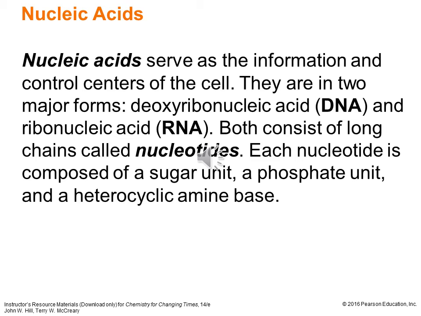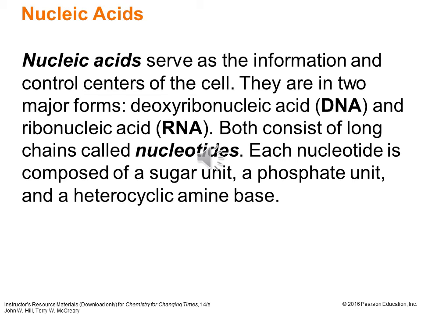Okay, so far we've discussed the carbohydrates, lipids, proteins and protein-based enzymes, and now the last of the major four macromolecules are the nucleic acids. And nucleic acids are not typically used for energy production or any of the things that we saw the other macromolecules being used for. These serve as the information and control centers of the cell. And we typically have the two major forms. There's deoxyribonucleic acid, DNA, and ribonucleic acid, RNA.